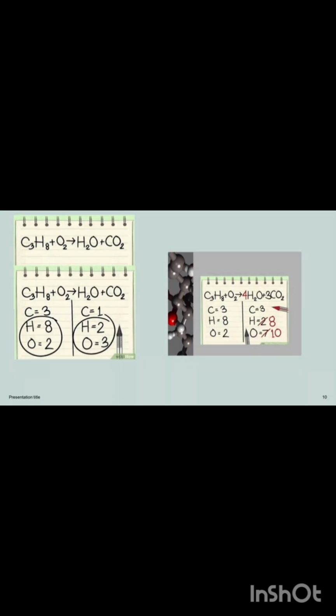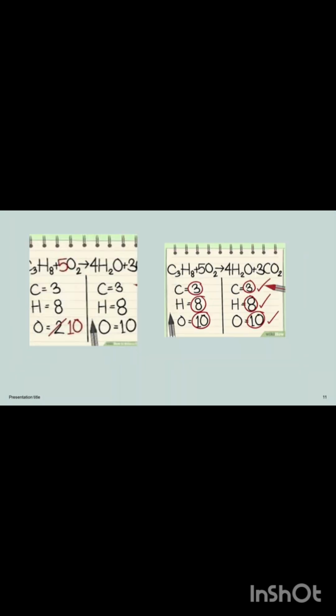Now let us see the next one, oxygen. How many moles of oxygen do we have now? 4 O, plus 3 2s are 6, 4 plus 6 is 10. We need to balance oxygen on the reactant side, that is 10. So if I add 5 O2, 5 2s are 10. Now hydrogen is balanced, oxygen is balanced, and carbon is also balanced. So this is a balanced equation: C3H8 plus 5O2 gives rise to 4H2O plus 3CO2.